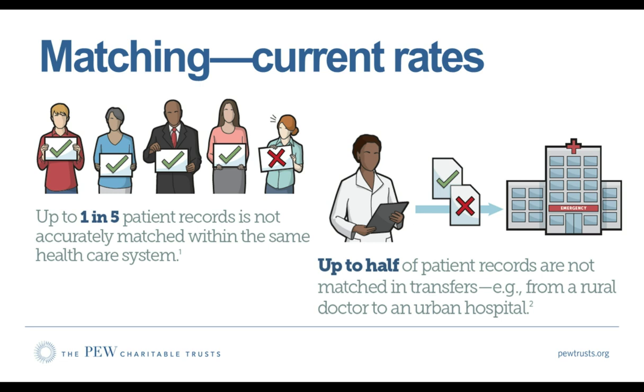Challenges with patient matching have led to up to 1 in 5 patient records within an organization not being accurately matched, which can lead to duplicate records within that facility, and up to half of patients' records held in multiple locations may not be matched correctly. So for example, if a patient seeks care at a hospital and sees several specialists, those records may not be matched for that individual.